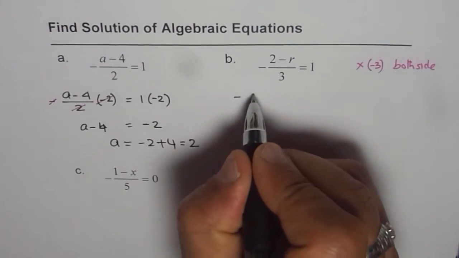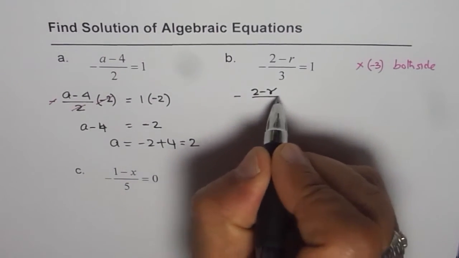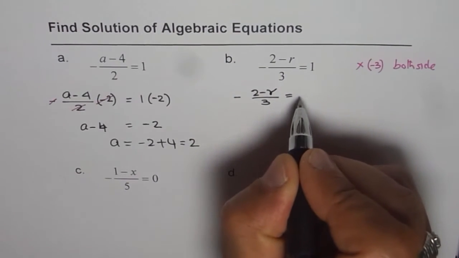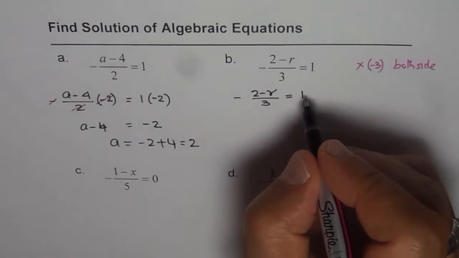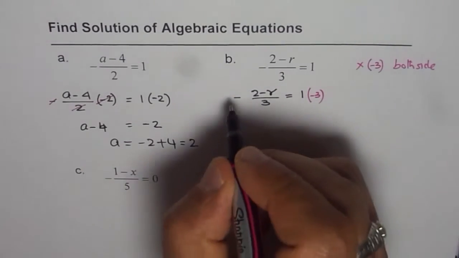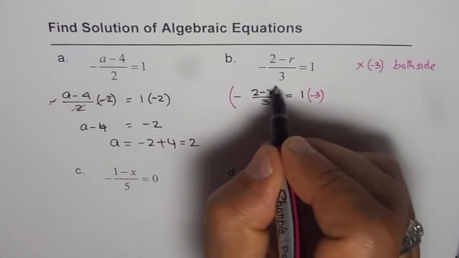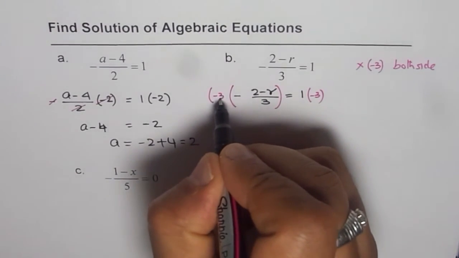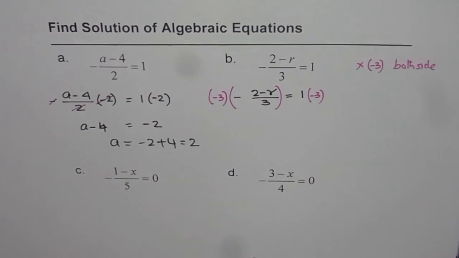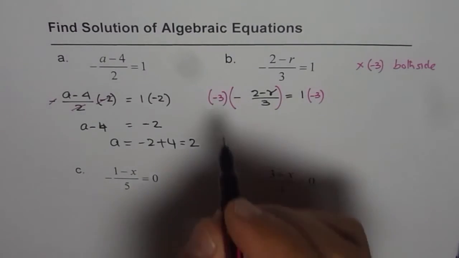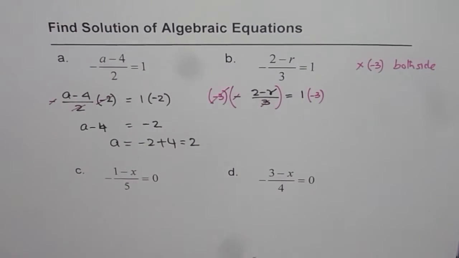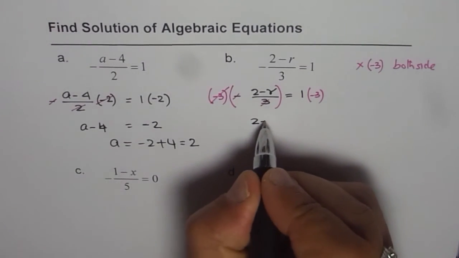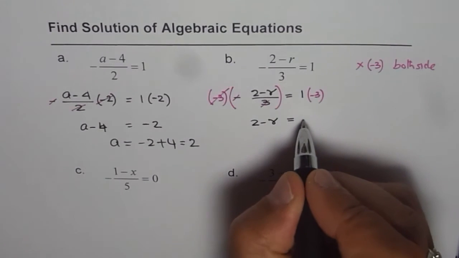So we have minus 2 minus r over 3 equals 1, and what we are doing here is we are multiplying both sides by minus 3. So this expression we are multiplying by minus 3. Do you see that? Now when you do this, then minus 3 and this minus 3 cancel out, and what we are left with is 2 minus r equals minus 3.